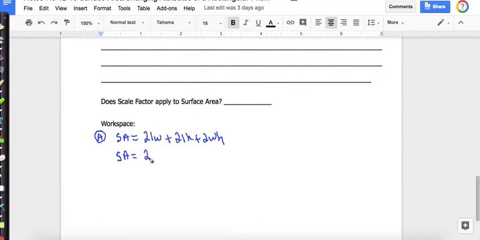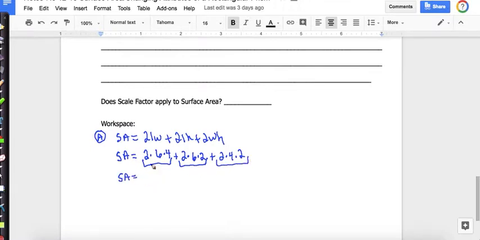So bring down your 2. Okay, the length is 6. The width is 4. Box it in. Plus, bring down your 2. The length is 6, and the height is 2. Box it in. Plus 2. The width is 4, and the height is 2. Box it in.